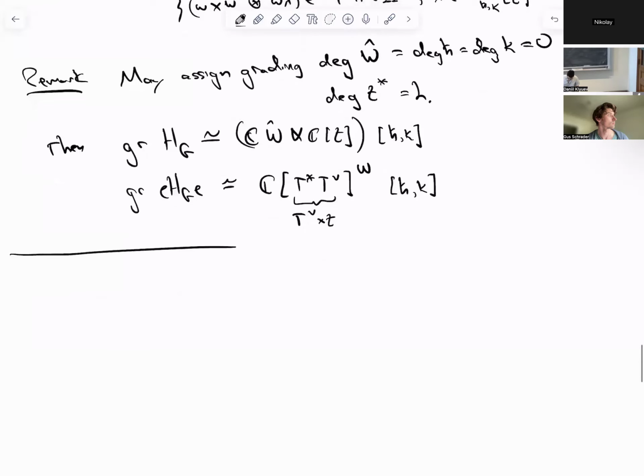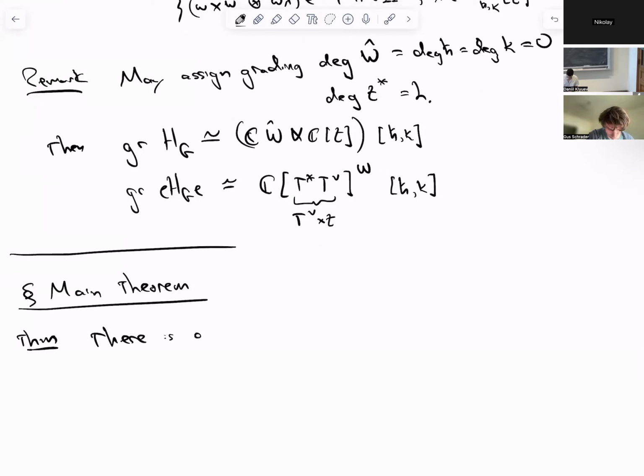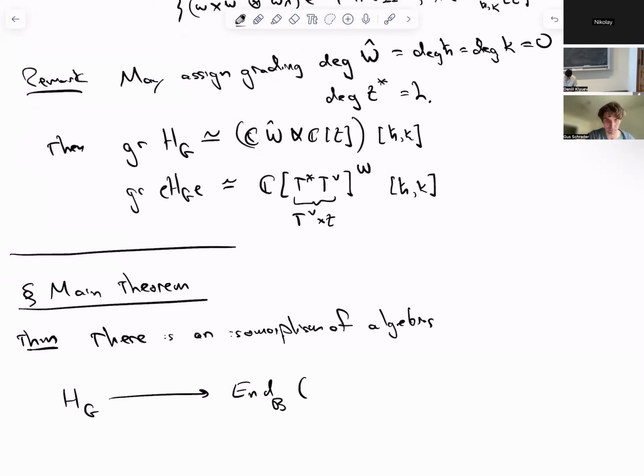Okay, great. Let's now discuss the proof of the main theorem. The theorem: there is an isomorphism of algebras going from the degenerate or the trig DAHA to this Iwahori Coulomb branch algebra.